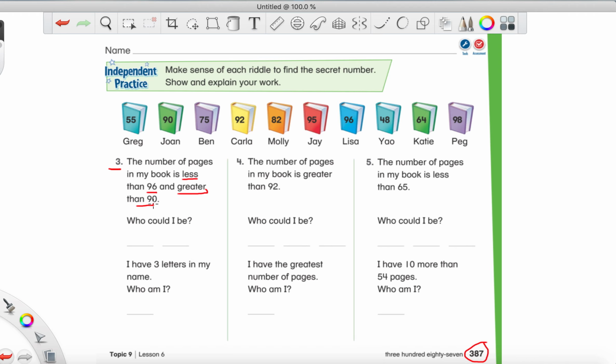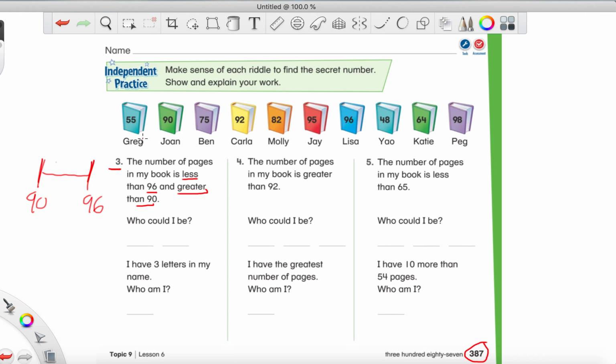Okay, so here's what we're going to do. We can go ahead and make our little picture here real quick, if that helps you. And we have to make sure it's less than 96. So we're going to write that over here, but bigger than 90. So they're trying to switch the order of these two numbers to confuse us. Don't let it confuse you. It's between 90 and 96.